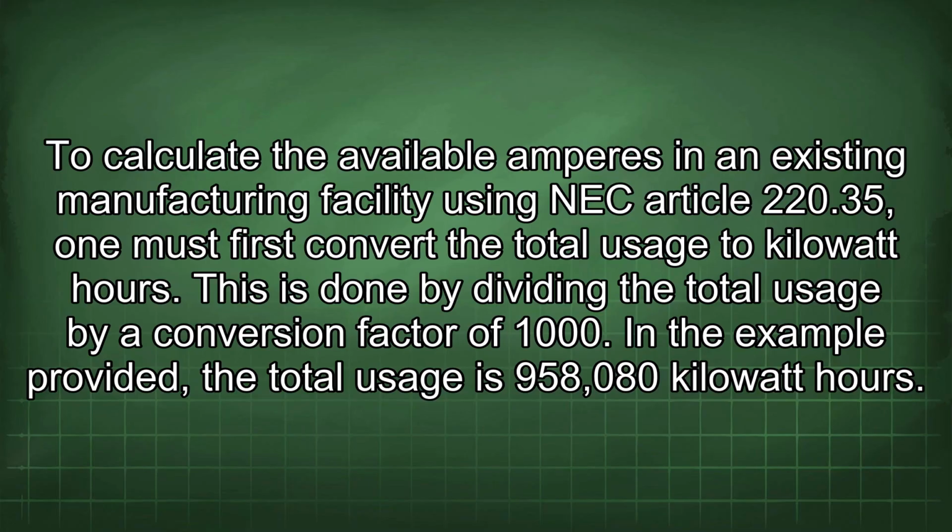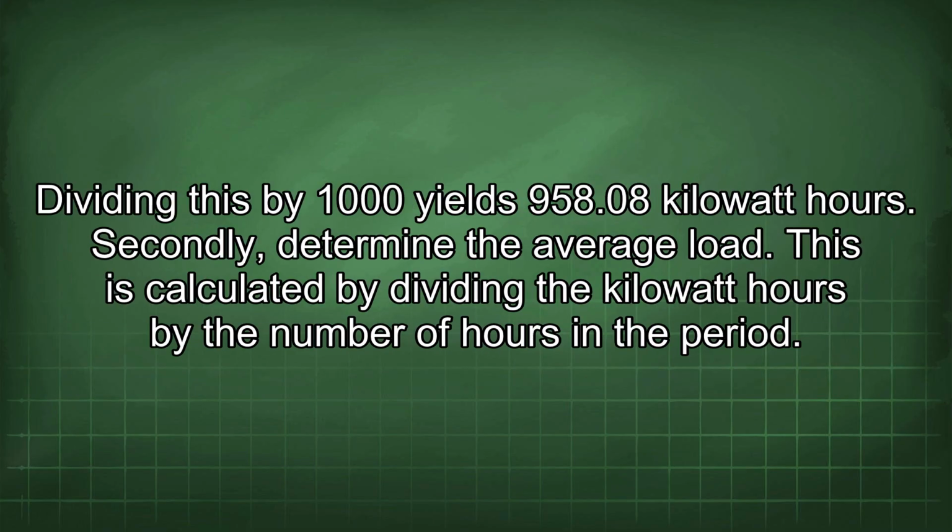To calculate the available amperes in an existing manufacturing facility using NEC Article 220.35, one must first convert the total usage to kilowatt-hours. This is done by dividing the total usage by a conversion factor of 1000. In the example provided, the total usage is 958,080 kilowatt-hours. Dividing this by 1000 yields 958.8 kilowatt-hours.